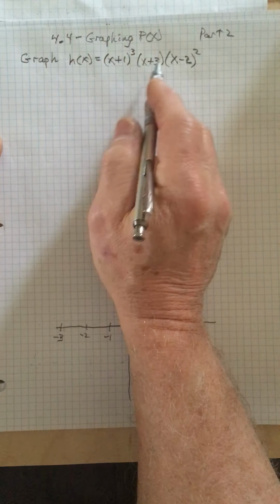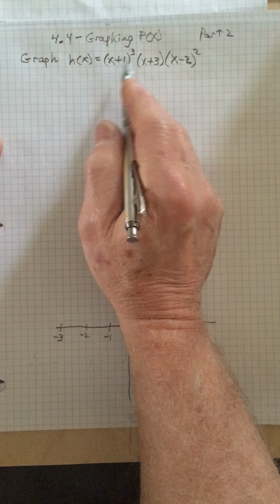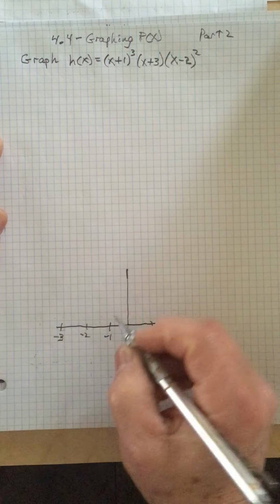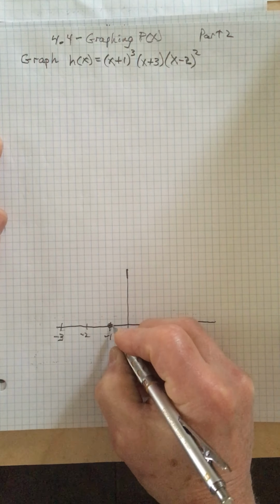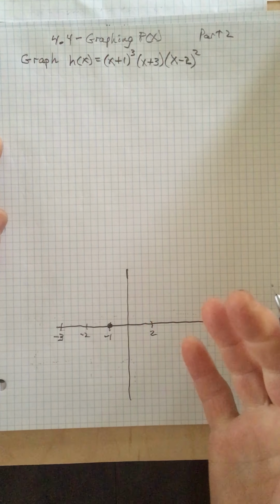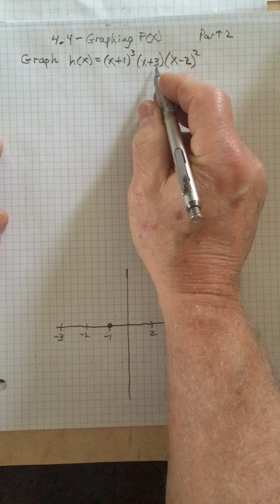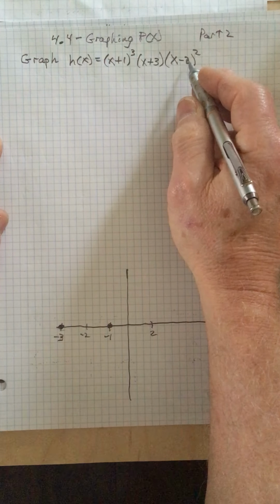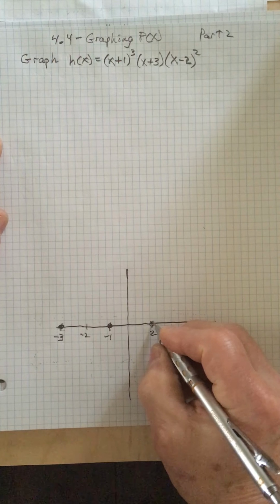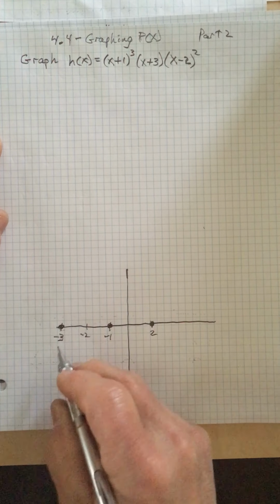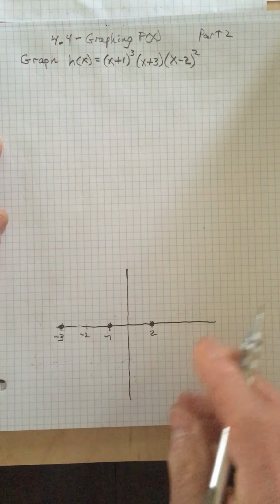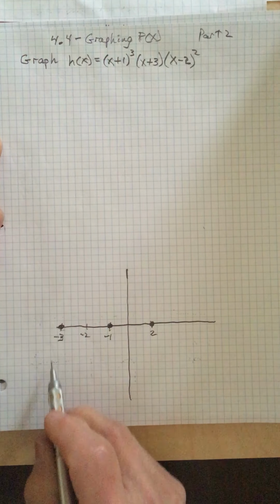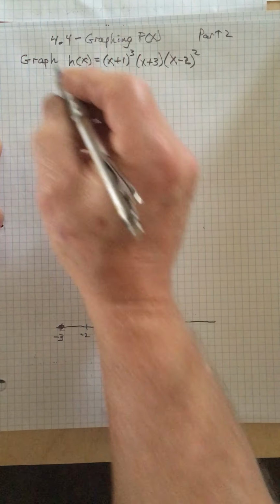Well, when we look here, we're lucky. We've been given the roots, so we can go ahead and put those in now. We have a root at -1, so we'll cross the x-axis there or bounce off it. We have a root at -3. And we have a root at 2. So the graph is going to go through there somehow. Right off the bat, let's take a look at end behavior, to see if we're coming up or down on the ends.